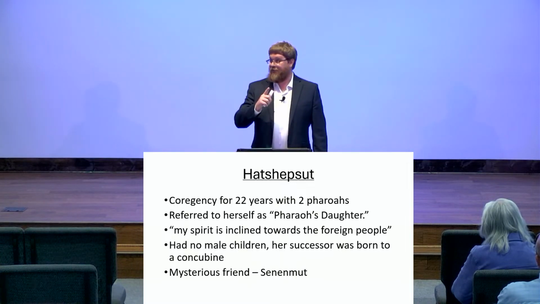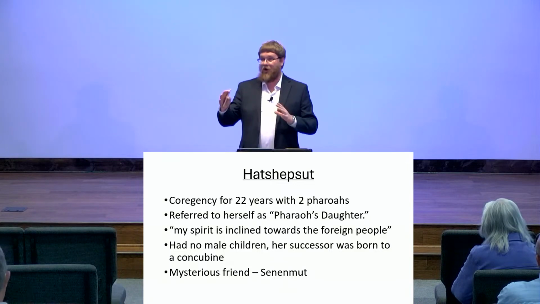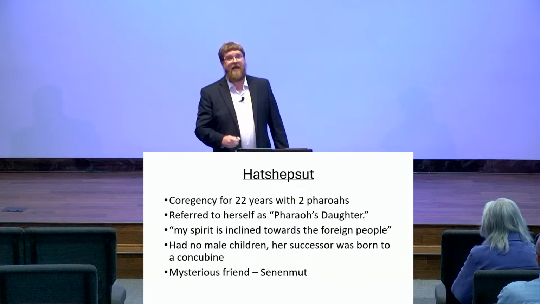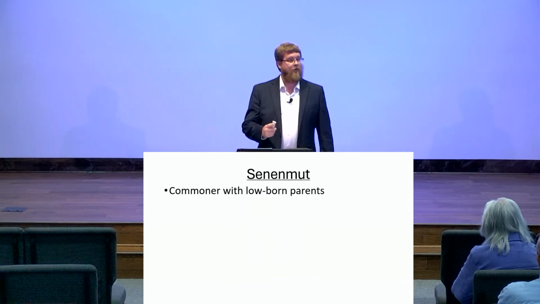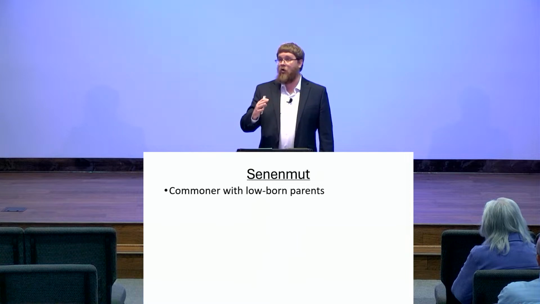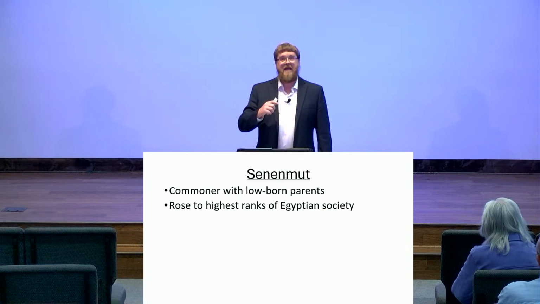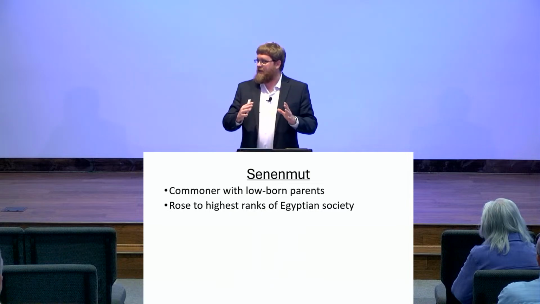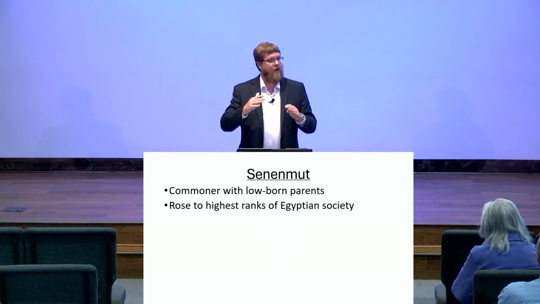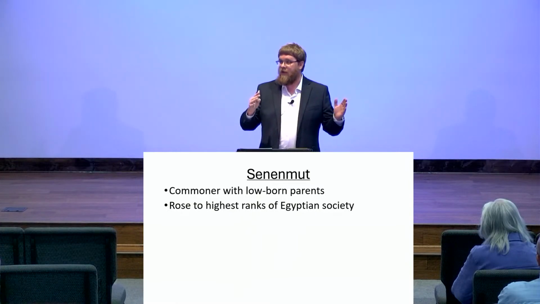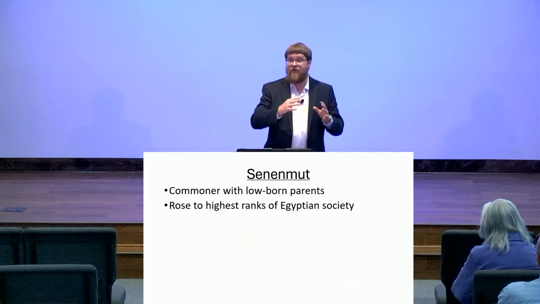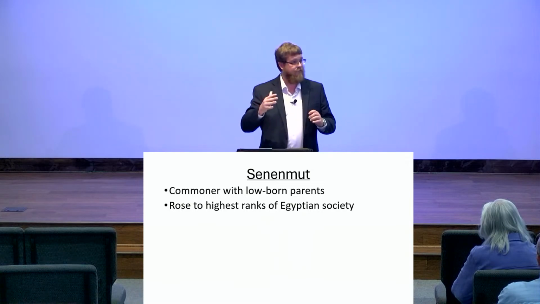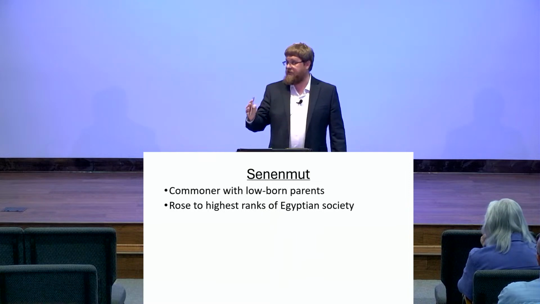This is where I may run off the rails and get sidetracked and run a rabbit hole with all of us this evening. Hatshepsut had a mysterious friend, Senenmut. Senenmut was a commoner with low-born parents. We know who Senenmut's parents are. He rose to the highest ranks of Egyptian society. In Egyptian society, there was caste, may not be the right word, but there was definitely who is and who ain't. If you were a commoner, you did not associate with royalty. If you were a commoner in the room with royalty, you did not interact with them. And in no way did you ever touch them.